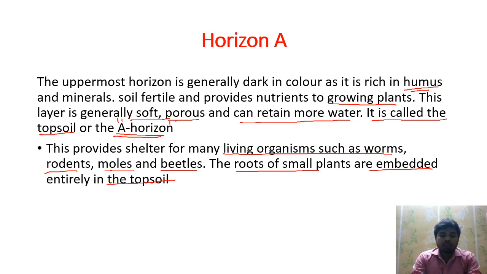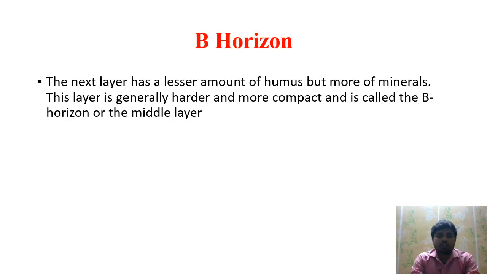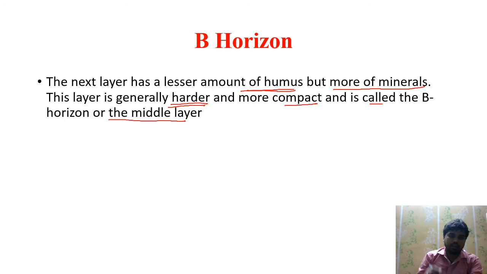Now moving to the next horizon, students, the next layer has a lesser amount of humus but more minerals. Think: the upper layer has humus and the lower layer has minerals. This layer is generally harder and more compact and is called the B horizon or the middle layer.